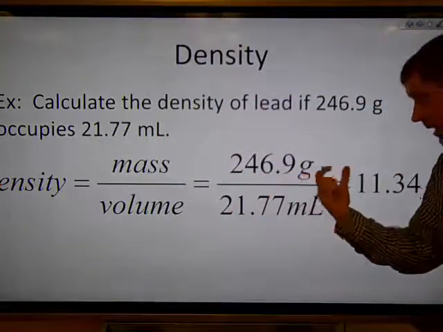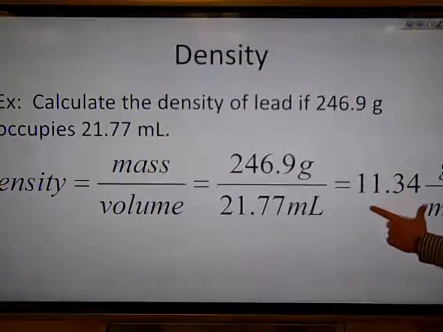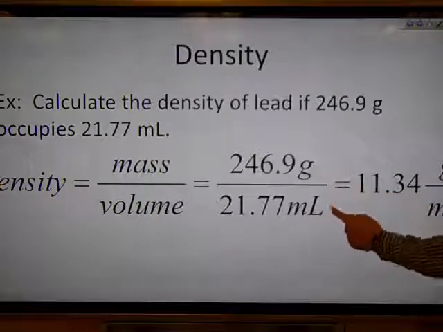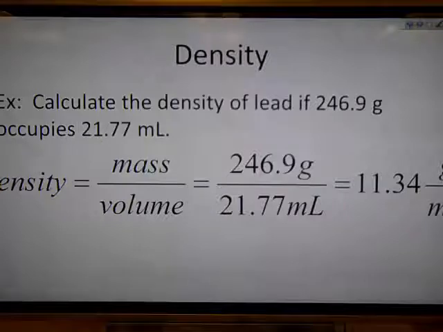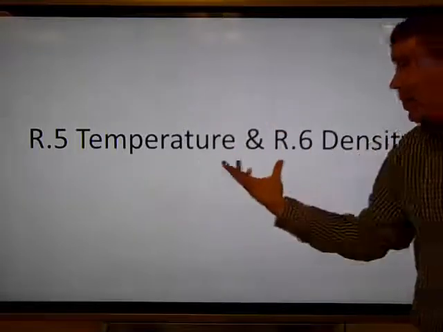and we end up with 11.34, and now we need to have our units. So we have grams divided by milliliters there, so we need grams divided by milliliters here. So again, we're going to have a unit of mass, grams, divided by a unit of volume, milliliters. Note that these are not the SI fundamental units, they're prefixed. Remember, the SI fundamental unit for mass is kilogram, and for volume is meter. Sorry, that's not a fundamental unit, that's a derived unit, but the base unit is liters. So that was temperature and density.